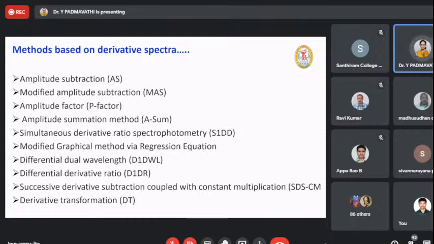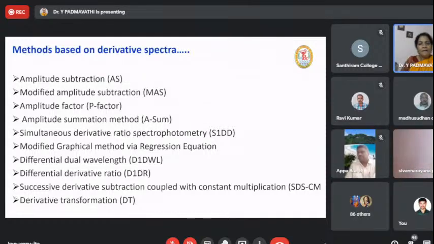Right, here comes the transformation of your zero order spectrum to a derivative spectrum. These are some manipulations which you can work on with derivative spectra: amplitude subtraction and modified amplitude subtraction. By calculating the amplitude factor, you can summate the amplitudes of the curve at 2 different points. You can also simultaneously take the derivative ratio, and then the differential dual method.